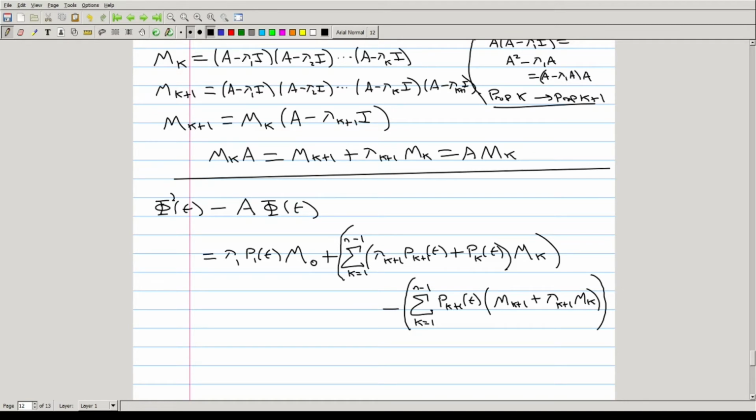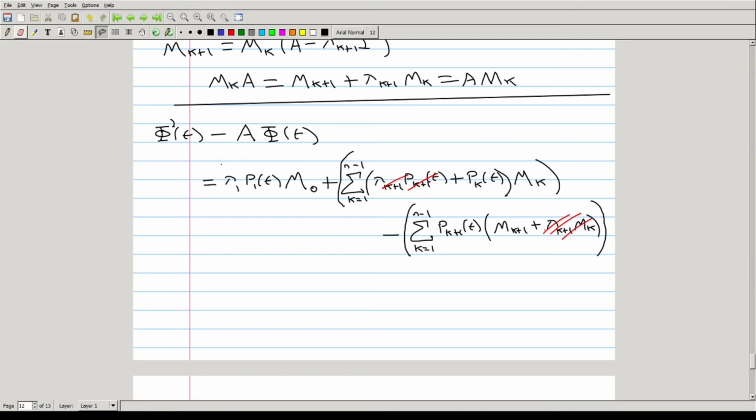And so there's an amazing cancellation of terms here where lambda k plus 1, p k plus 1 times m k, all of these terms cancel with all of these terms. Lambda k plus 1 times p k plus 1 times m k. Oh, and I just realized that I have a small typo here. This should be m k, k equals 0 to n minus 1.